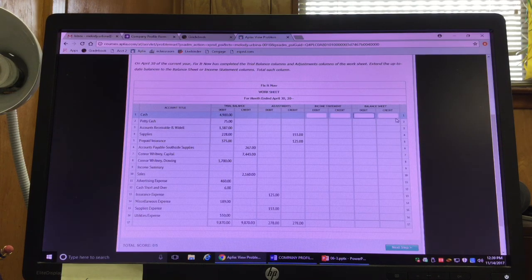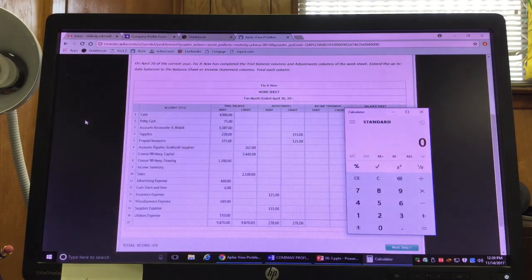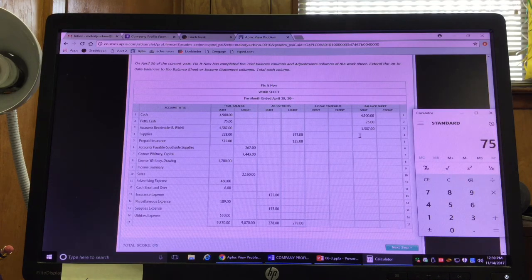So our cash is $4,900. Our petty cash is $75. Our accounts receivable is $1,387. Our supplies will have to be calculated. So I have 228 minus, because it's a credit, it'll reduce it, 153. So my actual supplies is $75, and that's what's going to go under debit.